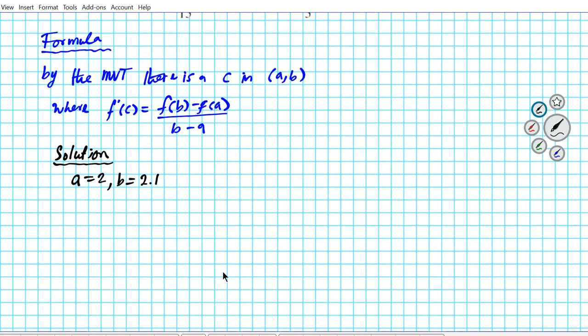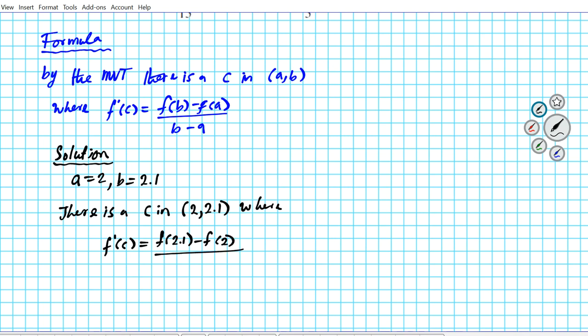All right, so based on the conclusion of the MVT, there is a C in this open interval where f prime of c is equal to, this is the slope of a tangent line, the rate of change, equal to the average rate of change, f of 2.1 minus f of 2 divided by 2.1 minus 2. Okay?